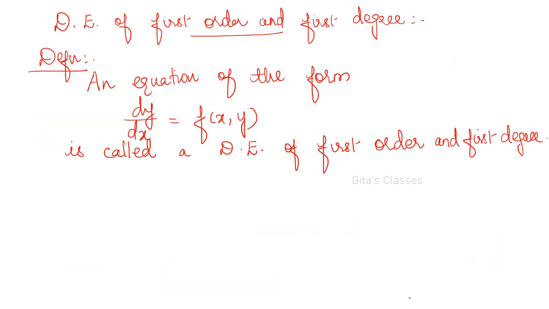Okay, so now we have come to the main point, differential equations of first order and first degree. Throughout this unit we are going to solve only first order differential equations. Even for higher degree, we will solve only first order, that is only dy by dx. Okay, so the first definition: an equation of the form dy by dx is equal to f of x comma y is called a differential equation of first order and first degree. There are four types of this first order and first degree equation.